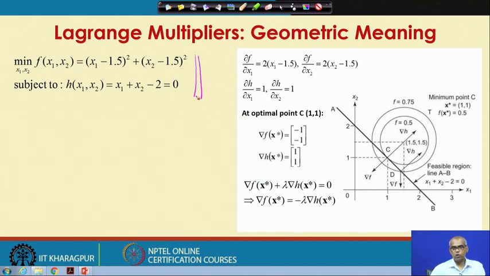Here it is possible for us to solve this problem graphically. How? We can draw the contours of the objective function (x1 minus 1.5) whole square plus (x2 minus 1.5) whole square, and then we can plot x1 plus x2 minus 2 equal to 0, and from the intersection of the contour and this constraint line we can find out the minimum. So, let us now look at the figure closely.